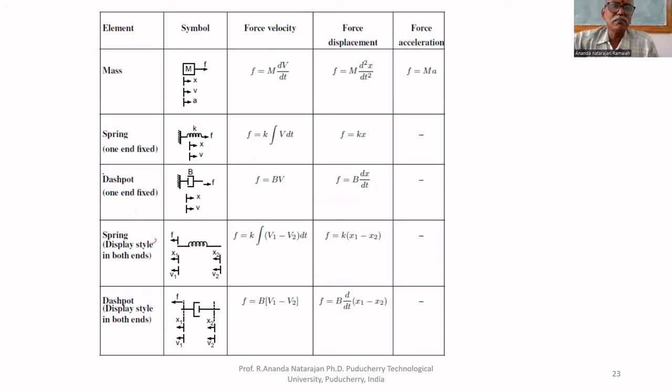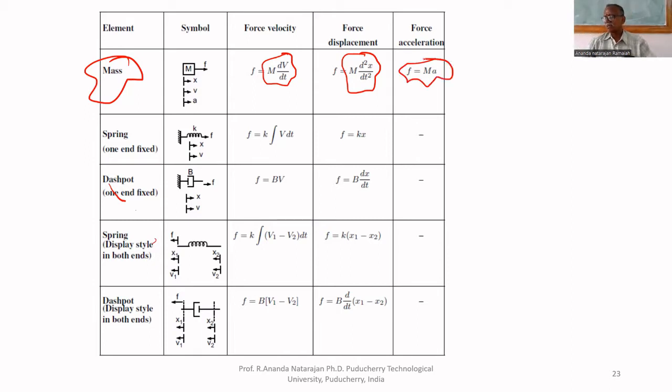So for a mass, what is the reaction force? Reaction force is m d square x by dt square. That is acceleration. The second derivative of displacement is acceleration. Or we can say that acceleration is the first derivative of velocity. In acceleration form, F equal to ma. F equal to mass times acceleration. We can say it this way.